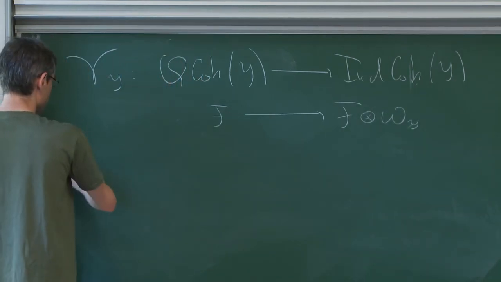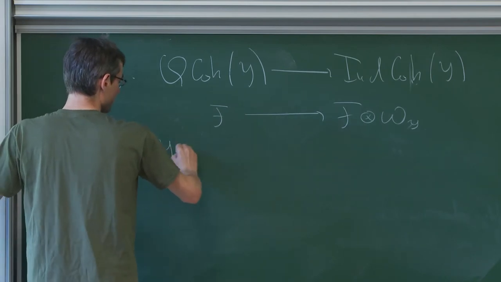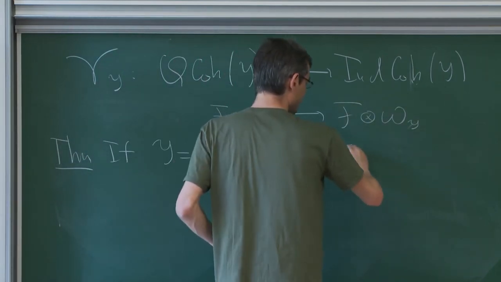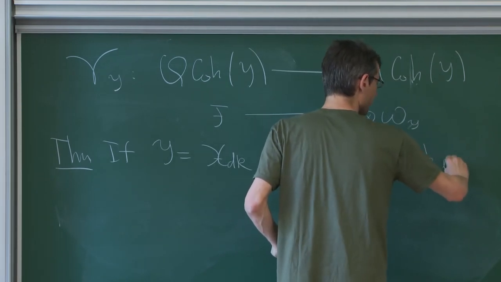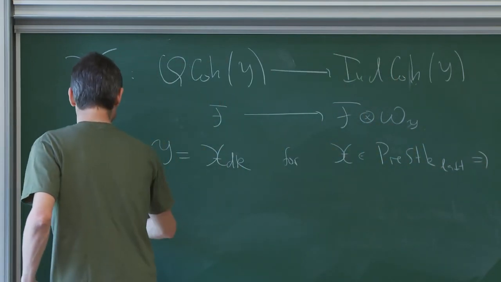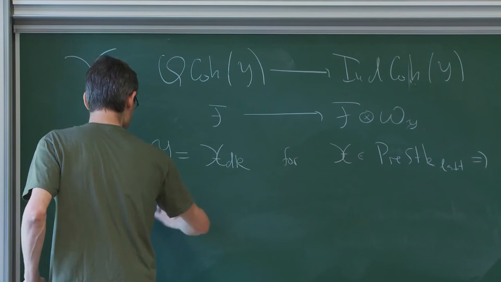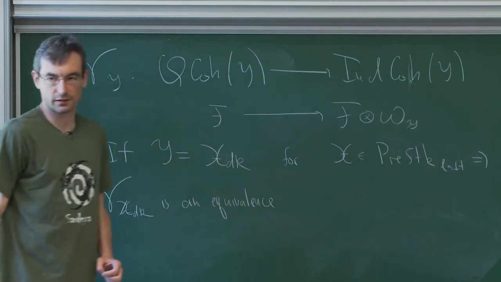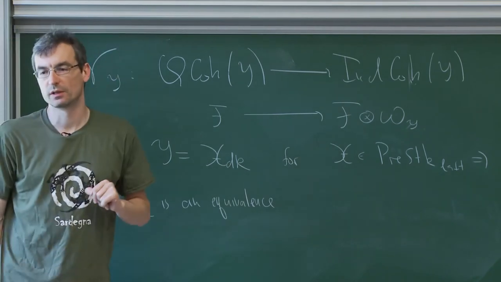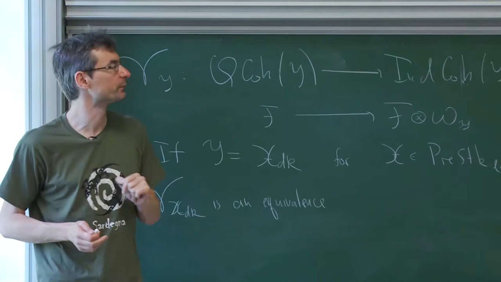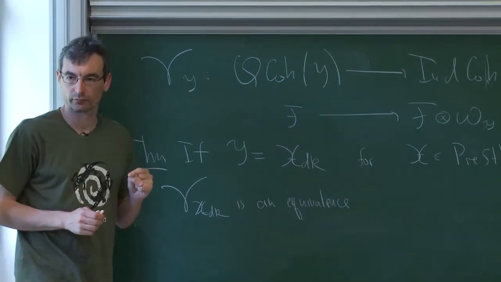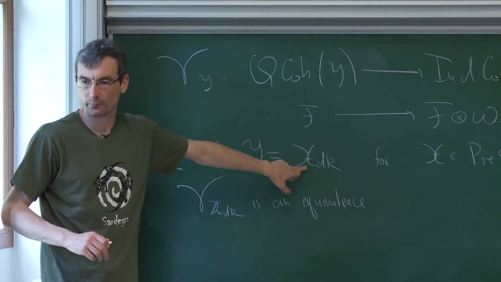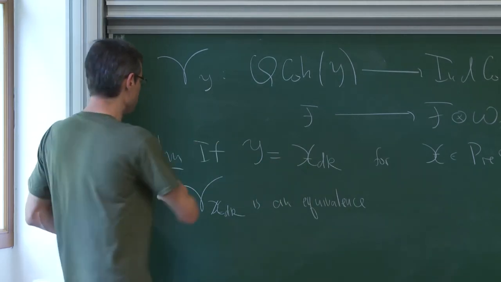So for any pre-stack, you have a map from QCoh to IndCoh. And the theorem is that if Y is de Rham of anything, for any pre-stack, well, within our finite type world, then this upsilon is an equivalence. So what is omega? Upper shriek from the point. We now have the formalism, so we can upper shriek. Y is obtained from a completely arbitrary pre-stack by taking de Rham. So the de Rham is in a sense smooth.